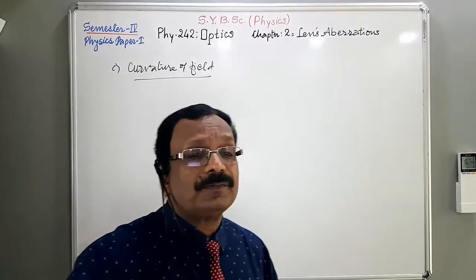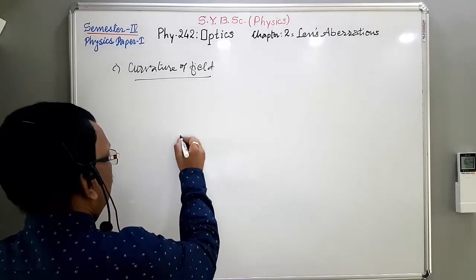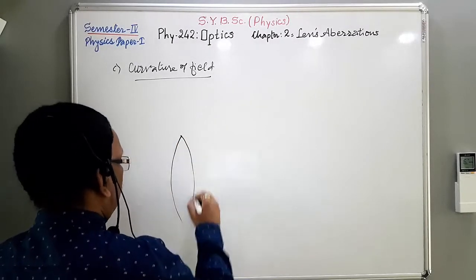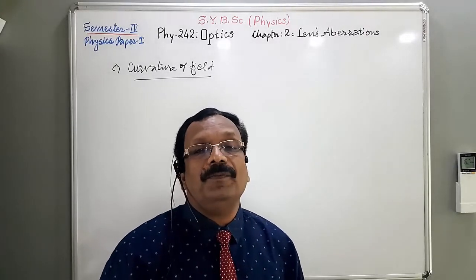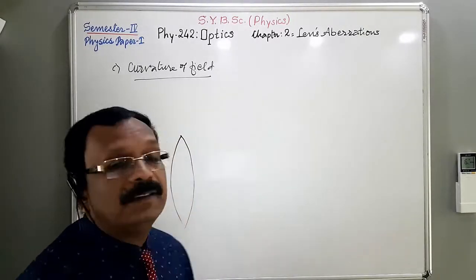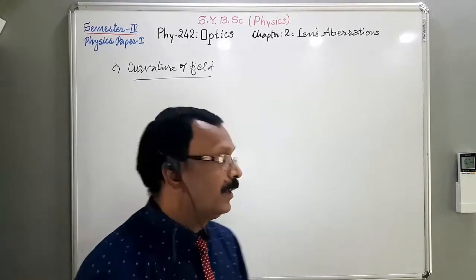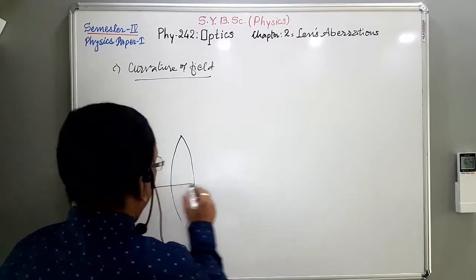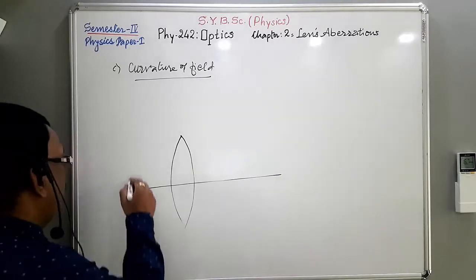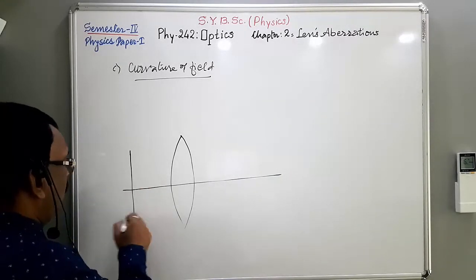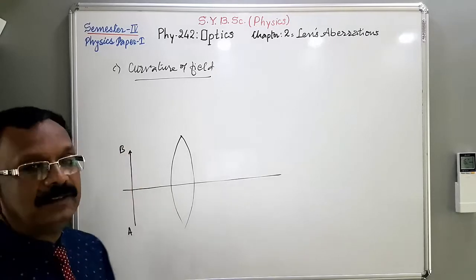So see here, suppose first of all we consider the convex lens, and this lens is free from spherical aberration, chromatic aberration or coma, and free from astigmatism. In this case, instead of a point object, if we consider the flat object AB, this is the flat object.